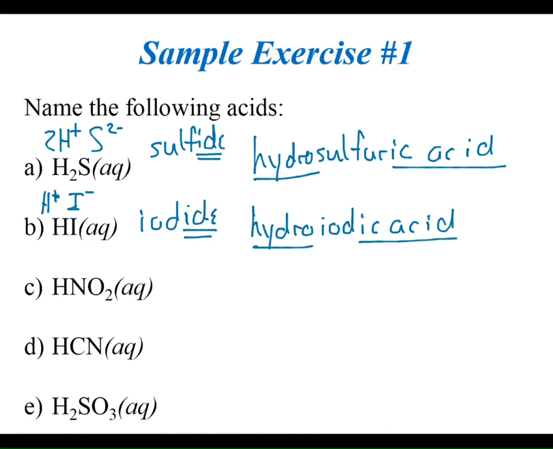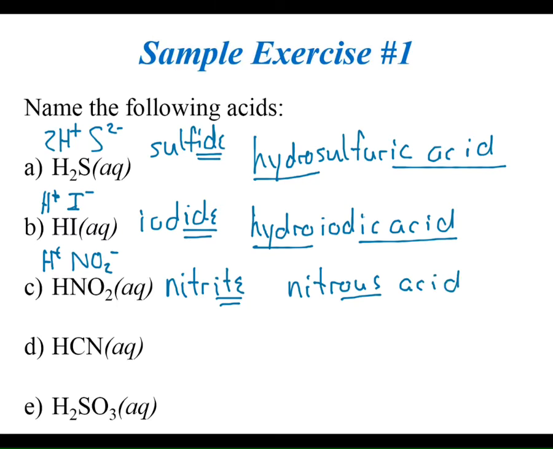Okay? Let me do one more with you. HNO2. So, okay, so that came off as an H plus. That means this must be NO2 minus. How do I name NO2 minus? Nitrite. Because NO3 is nitrate. So, nitrite. Now, ite, not ide, ite. So what do you do with ite? Ous. So the acid must be nitrous acid. Okie dokie.